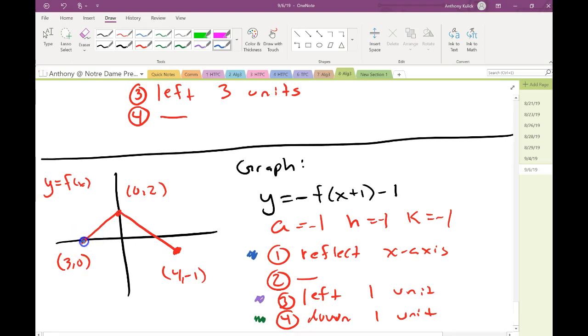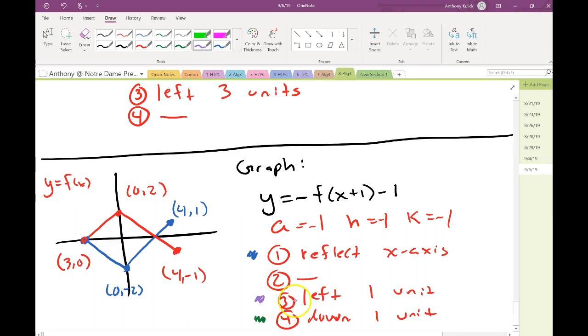So for 3, 0, the y-coordinate is 0, so you can't really negate 0. That just stays where it is. For this point, 0, 2 becomes 0, -2. And 4, negative 1 becomes 4, positive 1. Everybody okay with that idea? Okay.